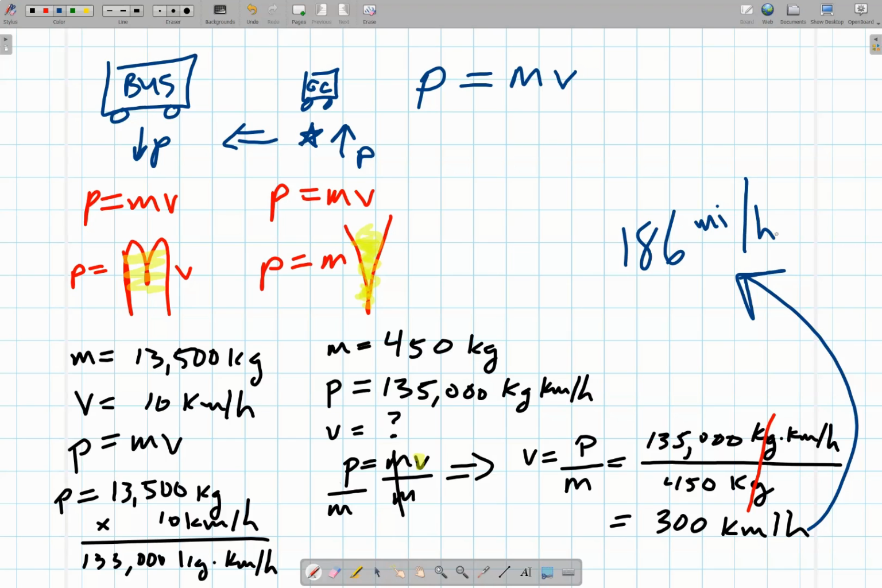180 miles per hour. One of the things we emphasize is the guide steps in solving problems, particularly focusing on the E. Evaluate: does your answer seem reasonable? A value of 186 miles per hour for a golf cart is staggering.